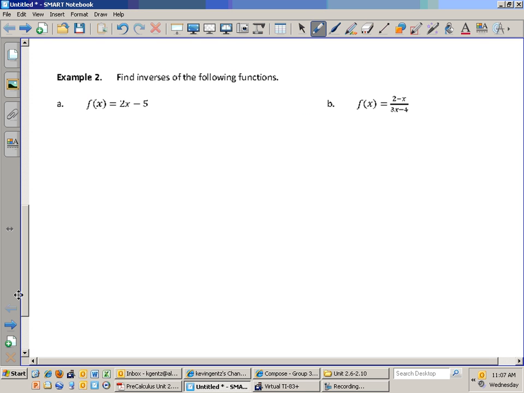Let's actually find the inverses, okay? And here's how we find the inverses. Switch x and y and solve for y. So if the domain and the range is switched, I could just switch x and y, and that will give me the inverse. So this reads y equals 2x minus 5.